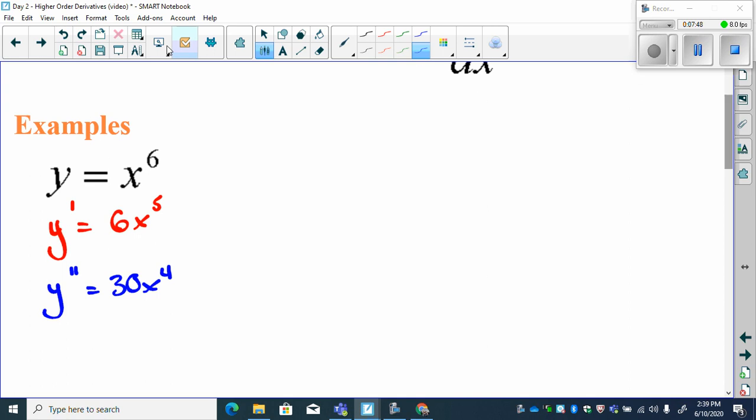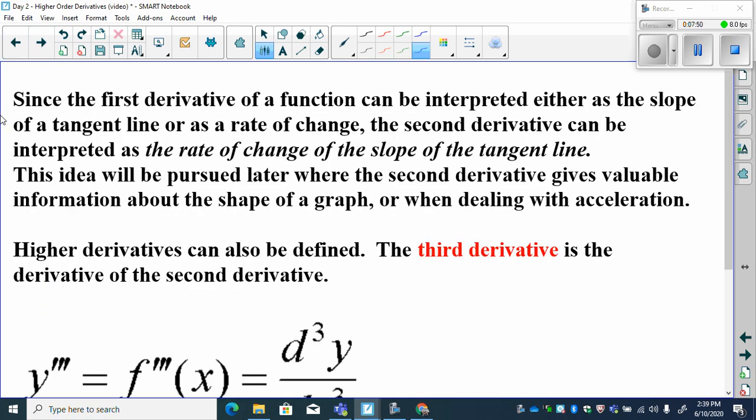Remember, the second derivative is just the derivative of the derivative. Now, the first derivative of a function can be interpreted as the slope of a tangent line or as a rate of change. The second derivative can be interpreted as the rate of change of the slope of the tangent line. And that idea will be pursued later when we get into sketching curves. It's an application of derivatives, and we use the second derivative to find our intervals of concavity.